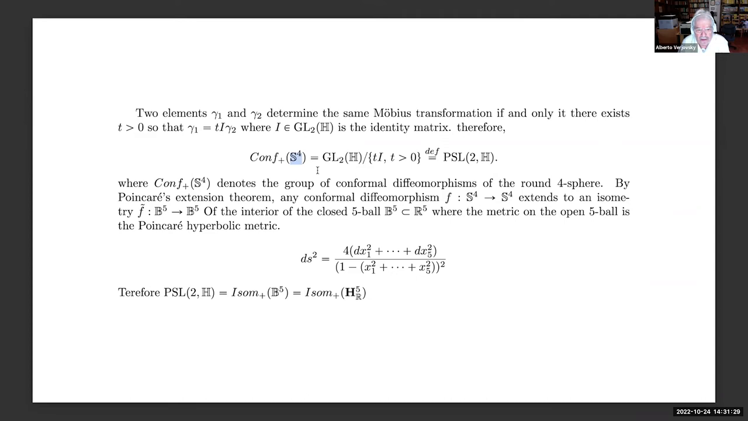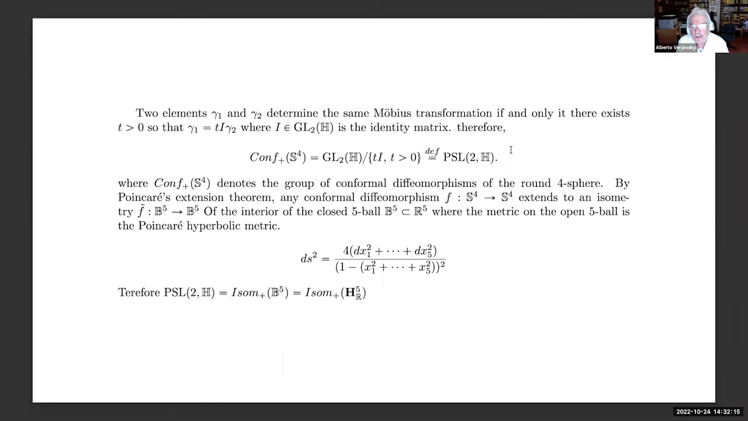The group of 2x2 matrices divided by the scalar matrices, we call the standard PSL, the projectivization of SL2. And so PSL2H will be the set of conformal transformations of the sphere. But one beautiful discovery by Poincaré, which he made in purely geometrical terms, is that any conformal transformation of the sphere, if you think of the sphere as the boundary of the open ball of dimension five, extends to the interior as a conformal map, and therefore as an isometry with respect to the Poincaré metric.